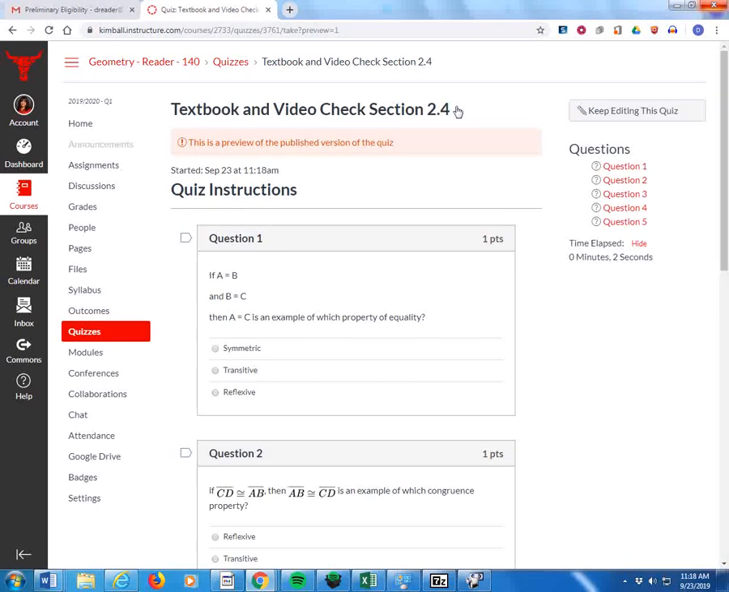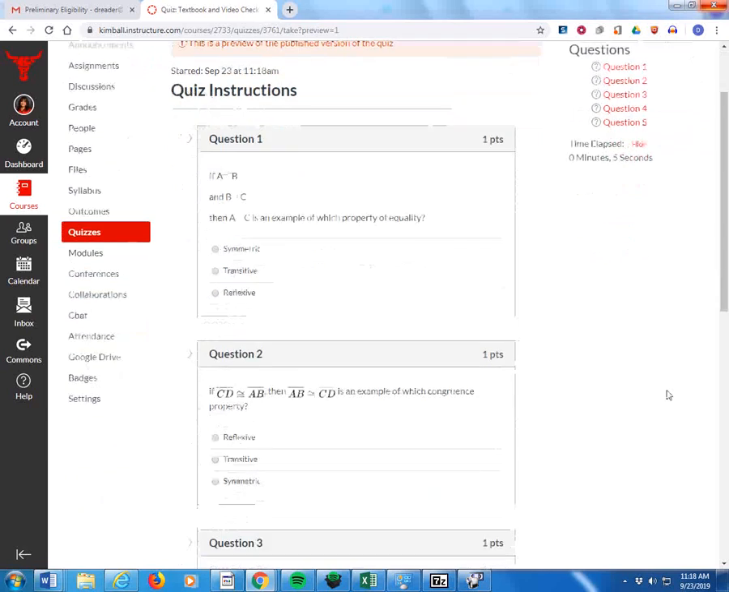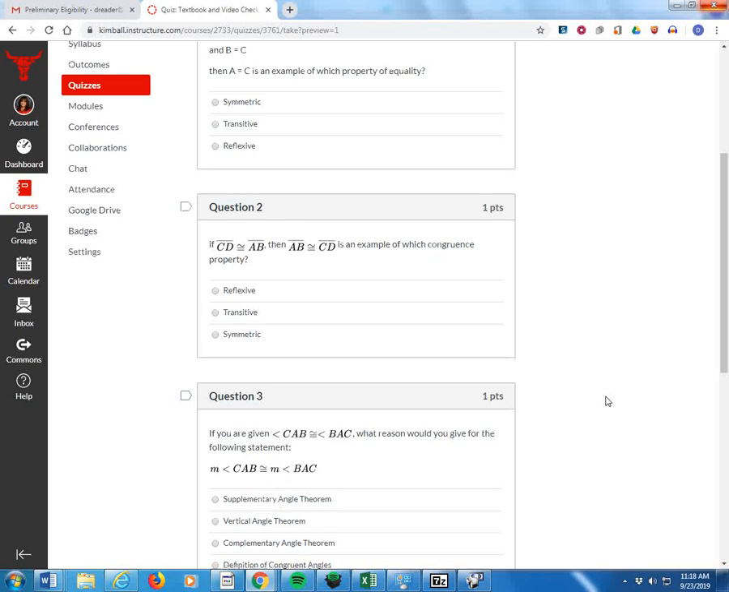If A equals B and B equals C, then A equals C is an example of the transitive property of equality. That was in that table that I showed you at the beginning. If CD is congruent to AB, then AB is congruent to CD is an example of which property? Symmetric. So I think of symmetric as looking in a mirror. Or no, I think of reflexive, sorry. I think of reflexive as looking in a mirror. Symmetric is like the commutative property. You can switch the order, and it doesn't matter.